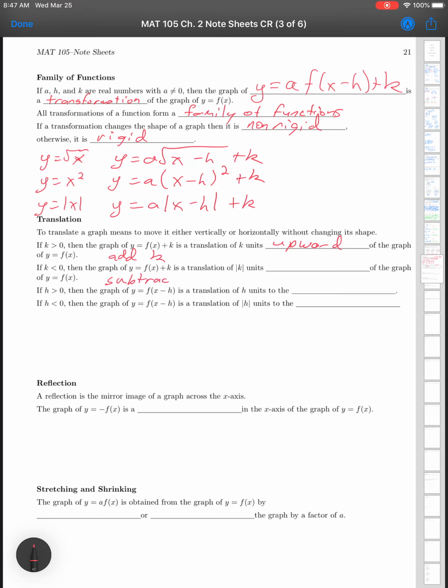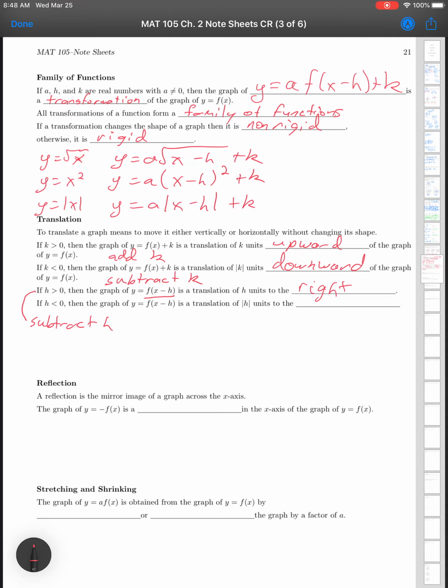And if we subtracted k, if we made k negative, so we subtract k, that was going to move it down. Now, if we plug a positive number inside the function like this, f of like here, notice that would leave that as a subtraction. So in this case, if we subtract h, then we're going to move it to the right.